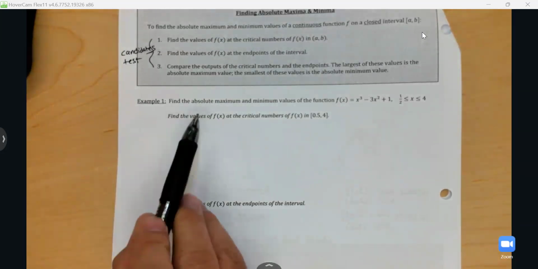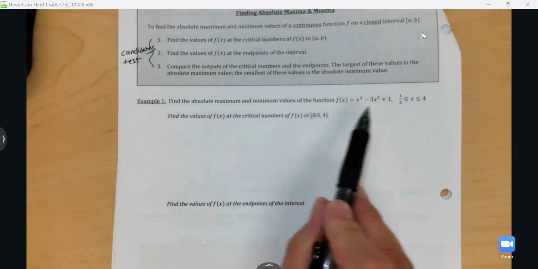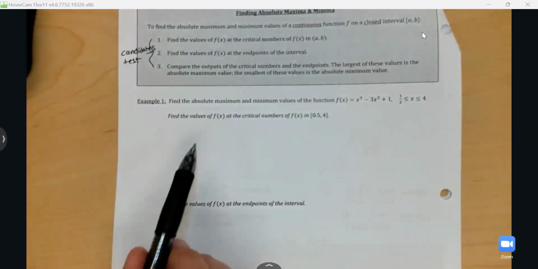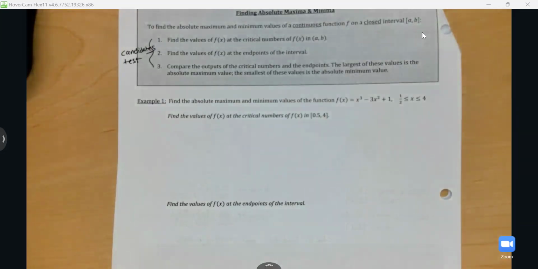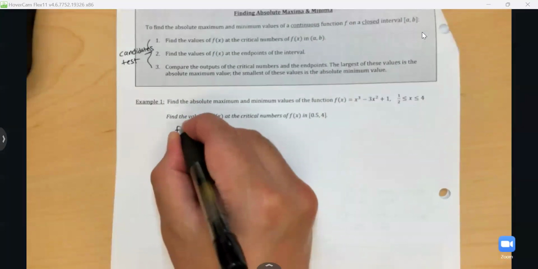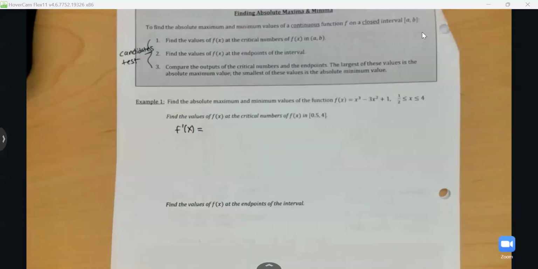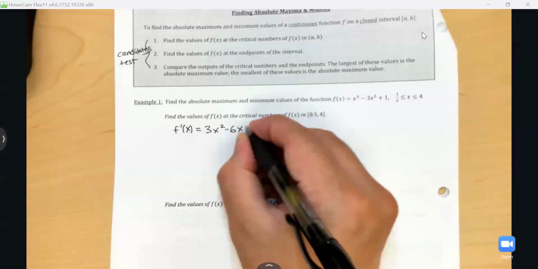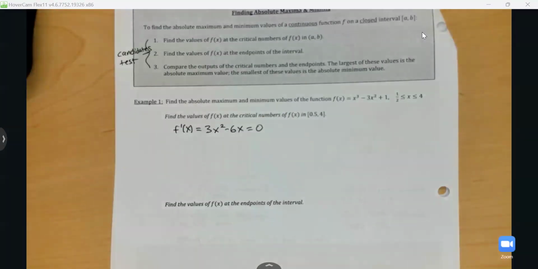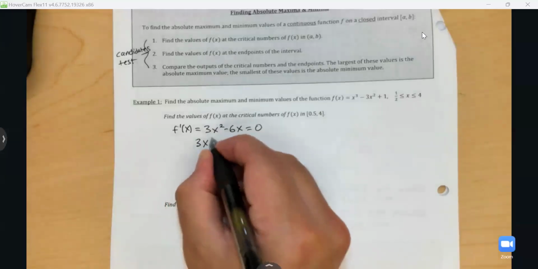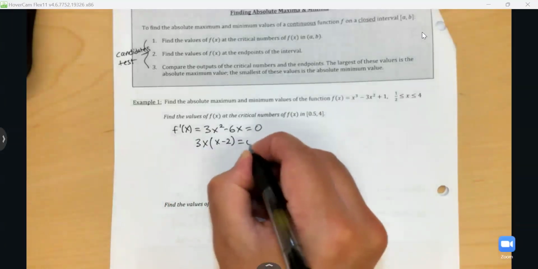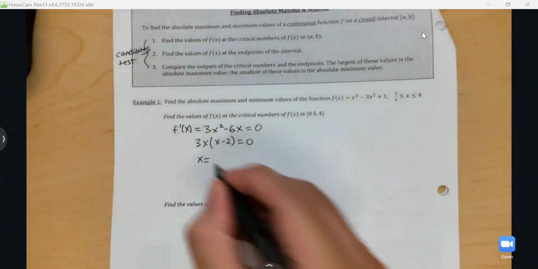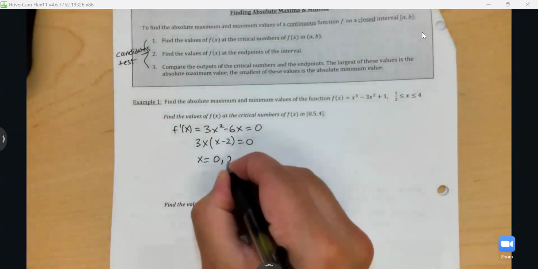So we're going to find the absolute max and absolute min of this function f of x on the interval 1/2 to 4. So your first step is to find the critical values. And you do that by finding f prime of x and setting that equal to 0. So f prime would equal 3x squared minus 6x. You're looking to see when does that equal 0. You then factor this, so 3x times x minus 2 equals 0. And then you find the x values that make this true. So that'd be 0 and 2.